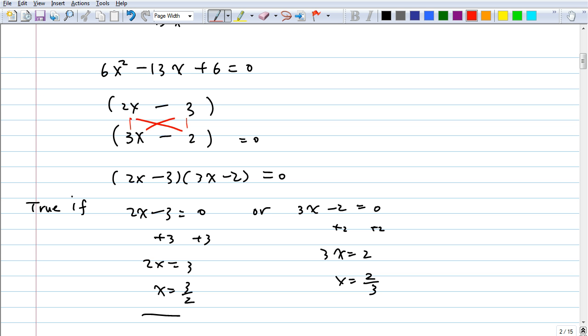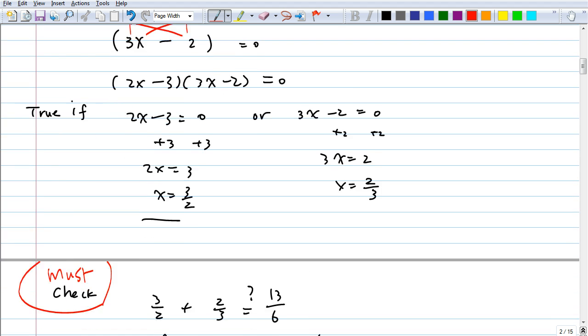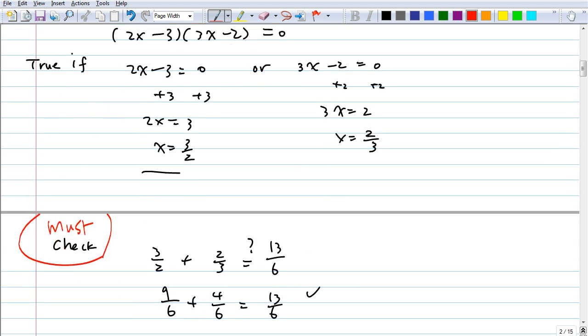Anyway, am I ready to write the answer? No, you must check. You must check because every time you multiply both sides by a variable, you may be introducing new solutions. So when I checked, by the way, how come I only checked one of them? Why didn't I check 2/3? Shouldn't I check 2/3 too? I only checked 3 over 2.